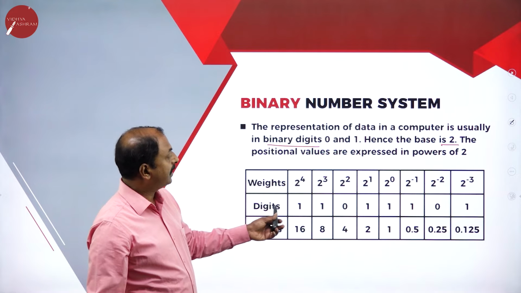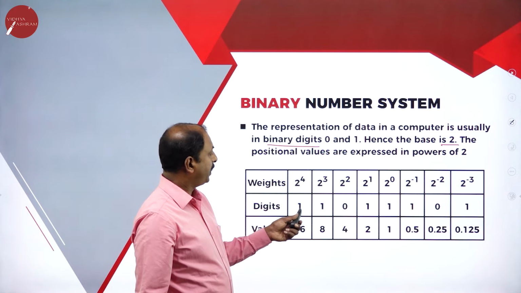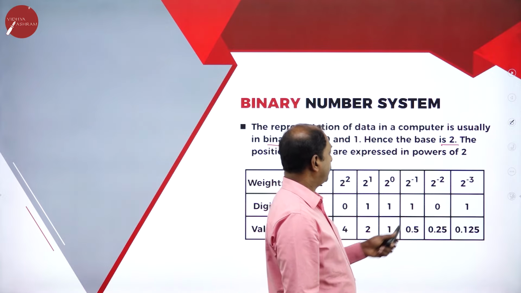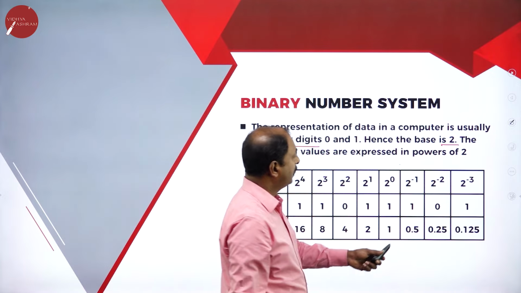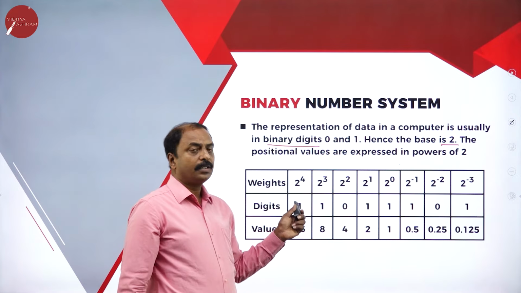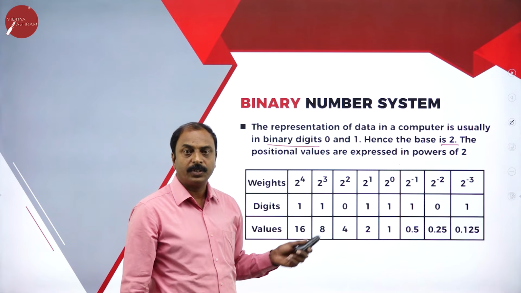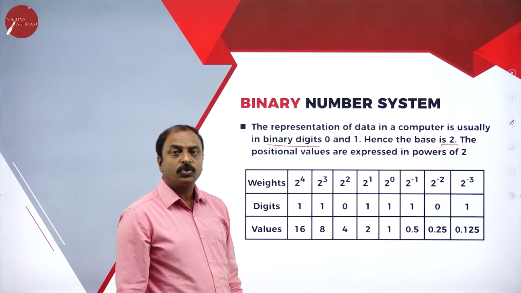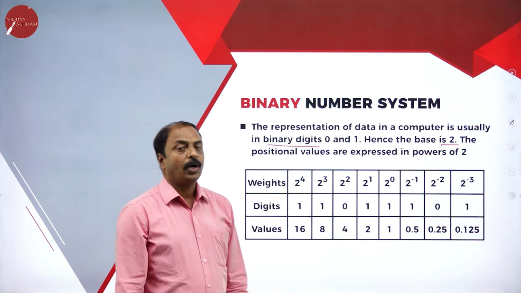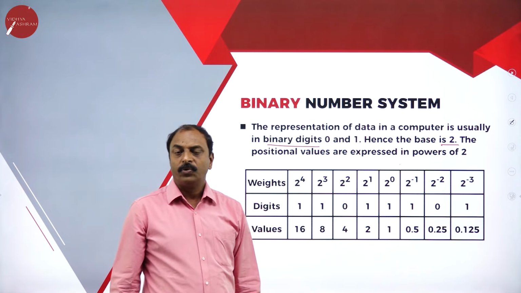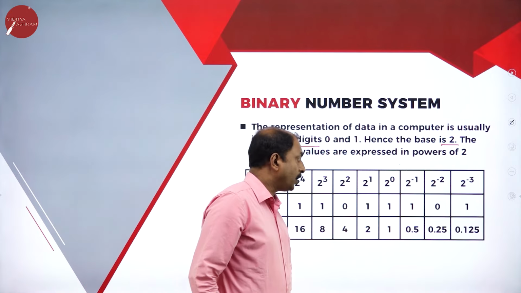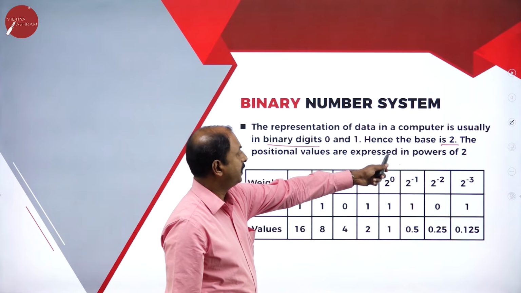If you look at the example now, this is 1, 1, 0, 1, 1 and 1, 0, 1. The decimal point will be here. All digits in the number are either 0 or 1, because those are the two digits available in the binary number system. So all values have to be represented with a combination of zeros and ones.